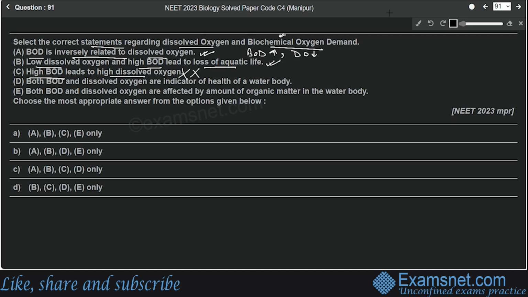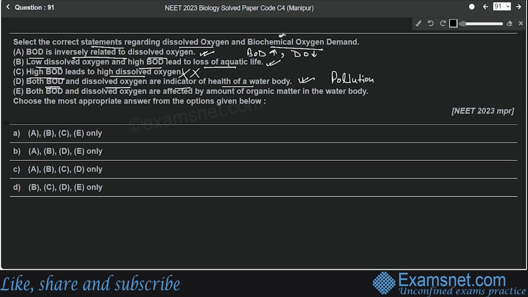Then the fourth statement says that both BOD and dissolved oxygen are indicators of the health of a water body. Yes, because when biochemical oxygen demand is higher and the amount of dissolved oxygen is lower, it indicates pollution in the water body. This is often from the organic waste present in the water body.